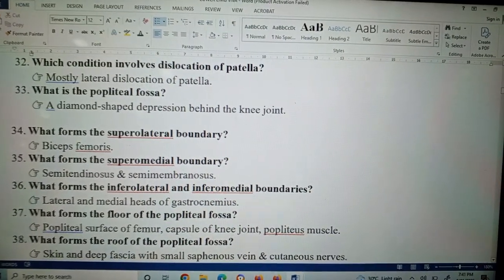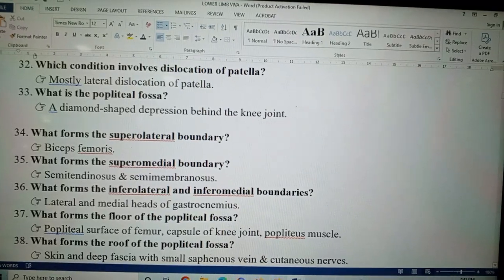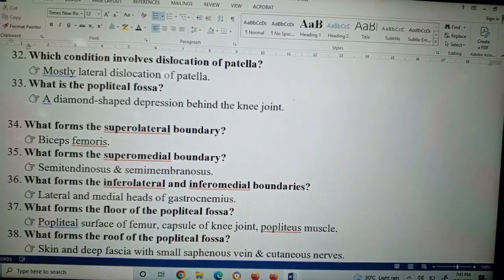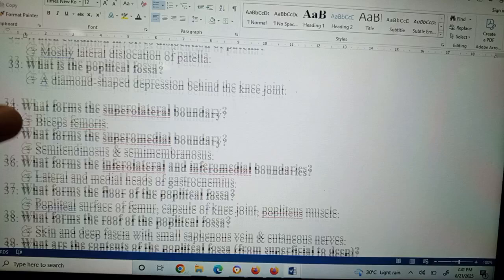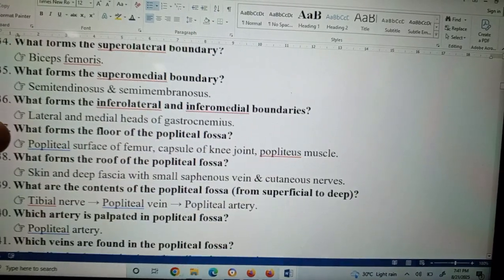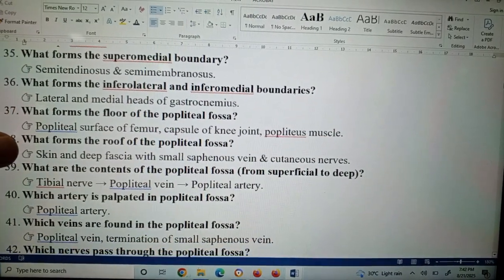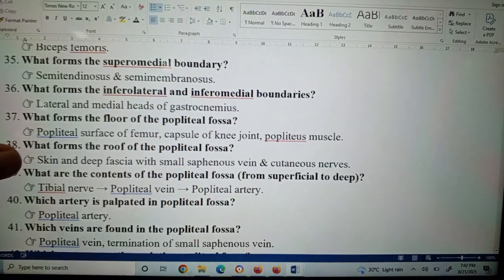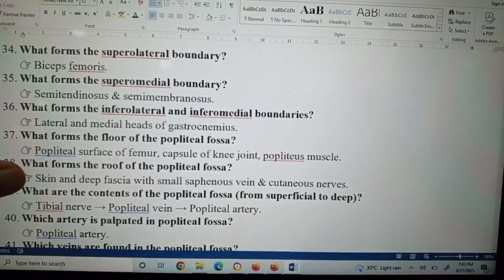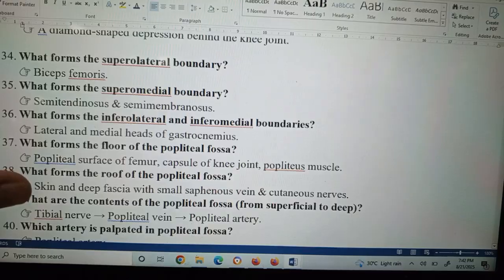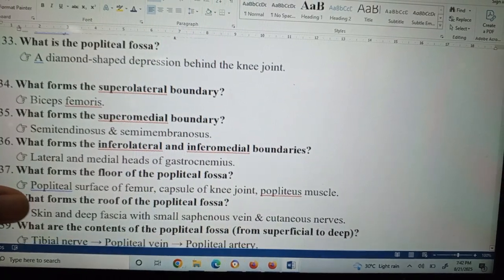What forms the superior-lateral boundary? Biceps femoris. What forms the superior-medial boundary? Semitendinosus and semimembranosus. What forms the inferior-lateral and inferior-medial boundaries? The lateral and medial heads of the gastrocnemius form the inferior-lateral and the inferior-medial boundaries. Okay, you must know the boundaries of the popliteal fossa.